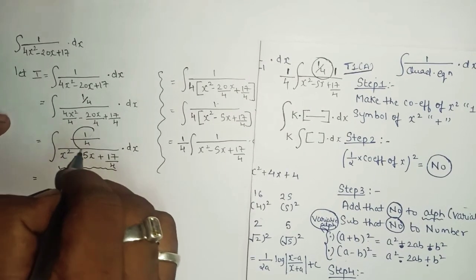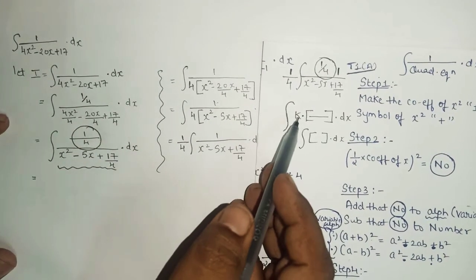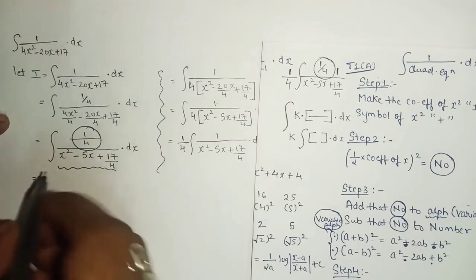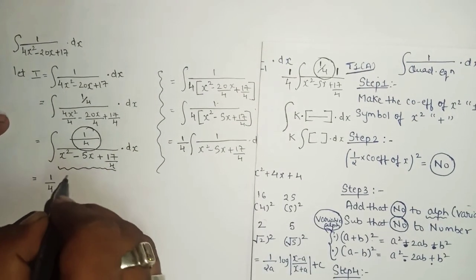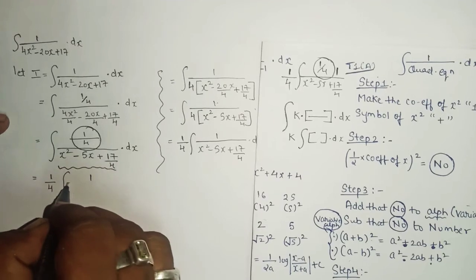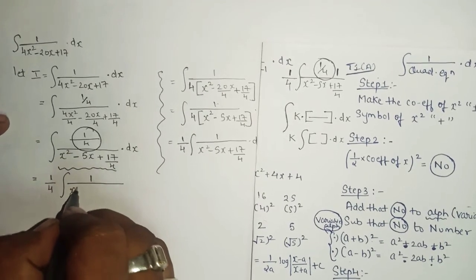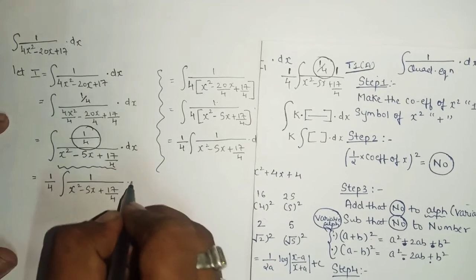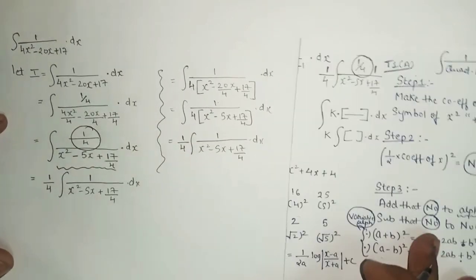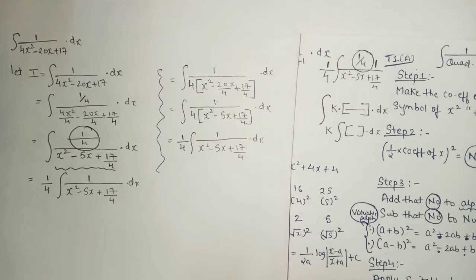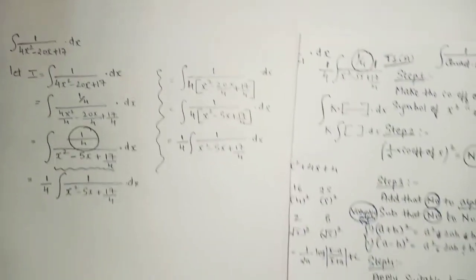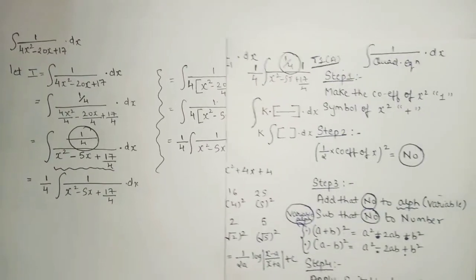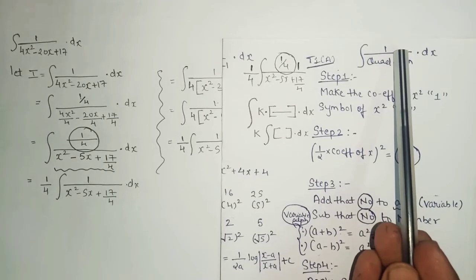As here clearly we can see that 1 upon 4 is a constant. As per the rule, whenever you have any constant inside the integral, just bring that constant outside the integral. Here we'll be left with 1 x square minus 5x plus 17 upon 4. So there are two ways in which you can make the coefficient of x square 1. And remember one thing, as per the question, in the numerator we required only 1.